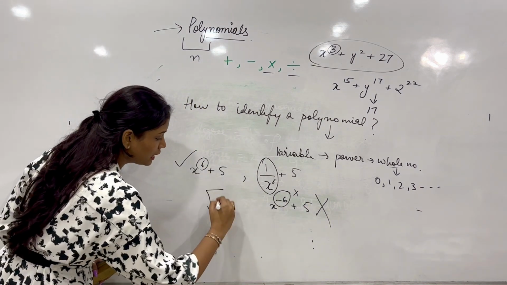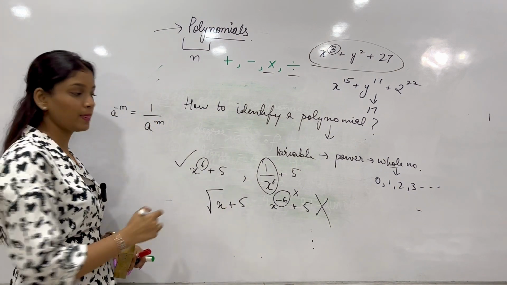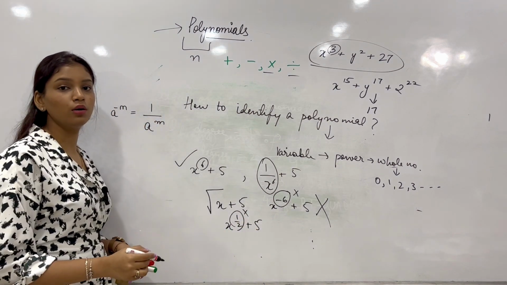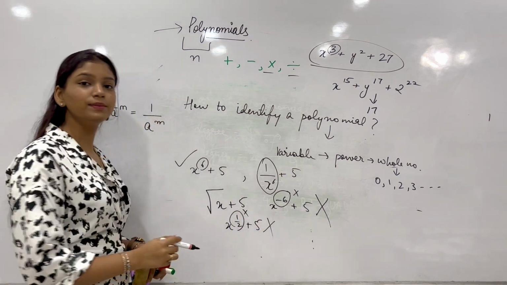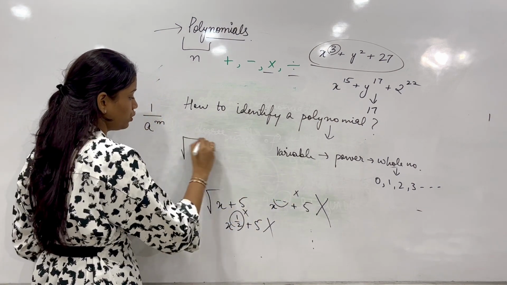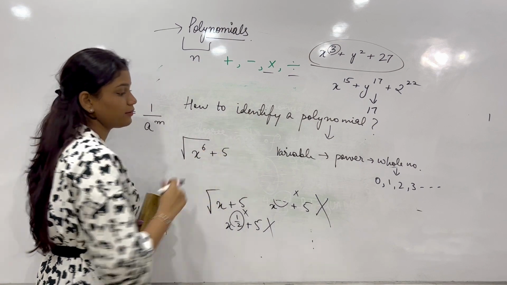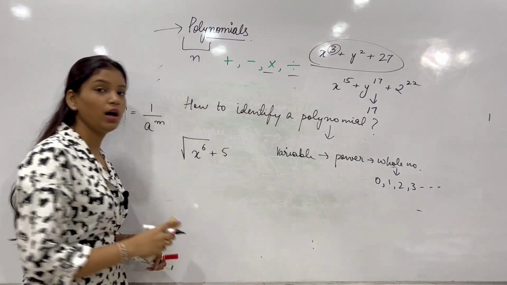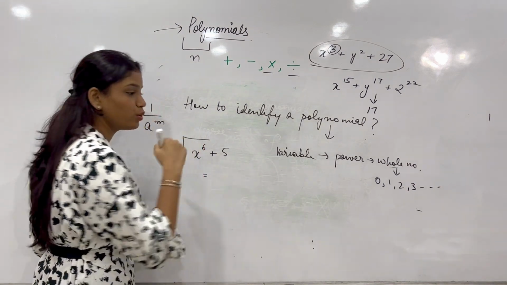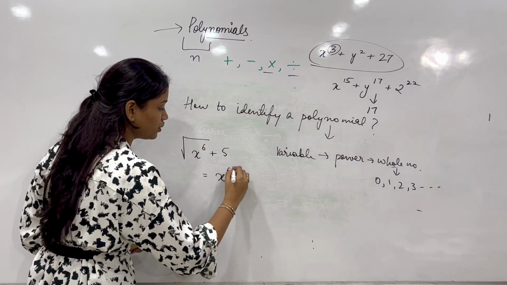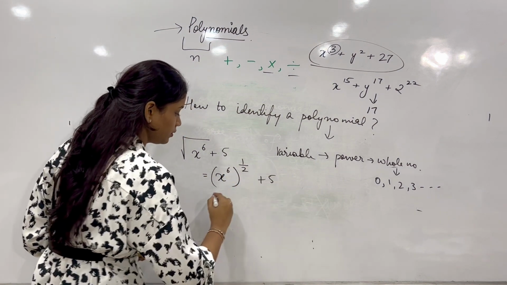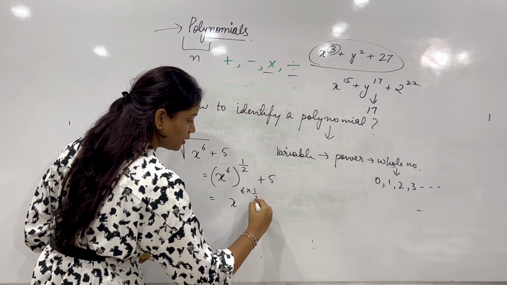If I have root x plus 5, root x is x to the power half. Again, half is not a whole number. So this is not a polynomial. If I have root x to the power 6 plus 5, is this a polynomial? Now you will say, ma'am, this has a root, and those with roots are not polynomials. But let us work on this. x to the power 6 and square root is 2 to the power half plus 5. So x to the power 6 into 1 by 2 plus 5.